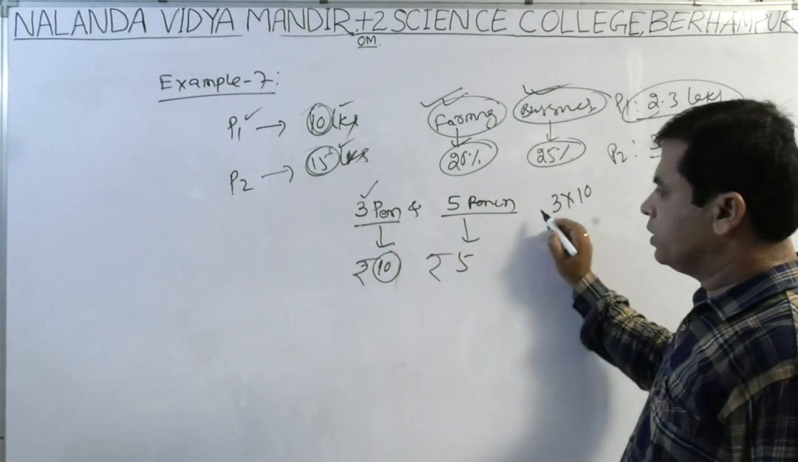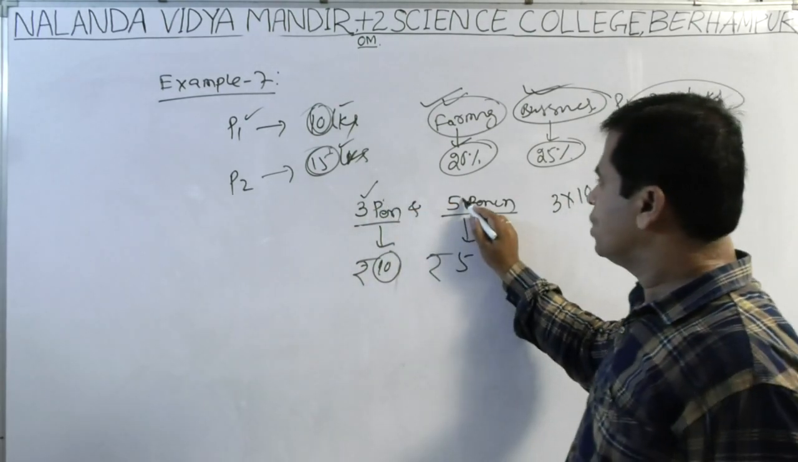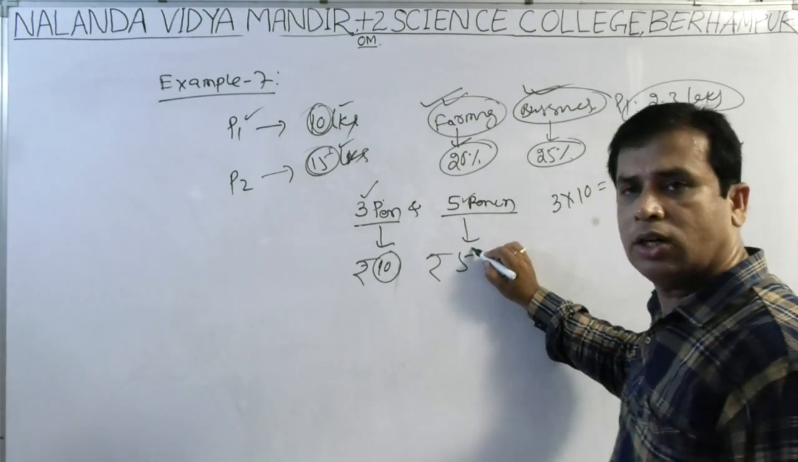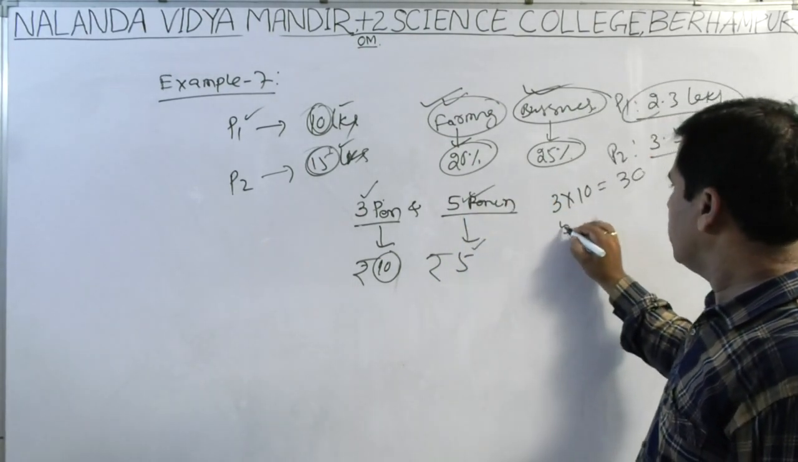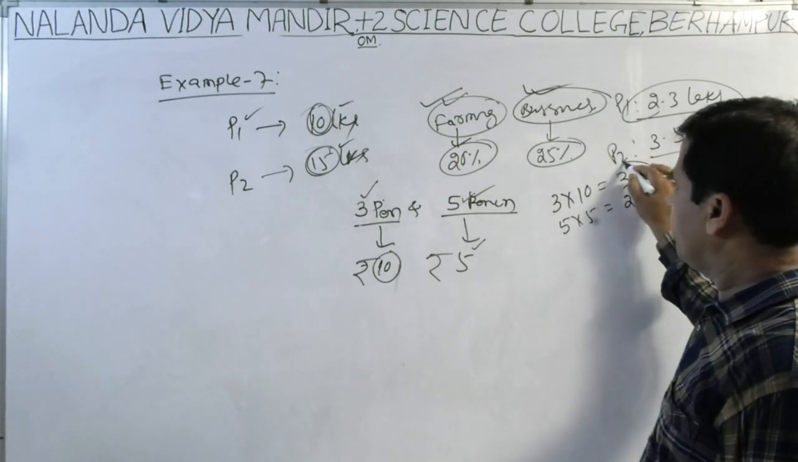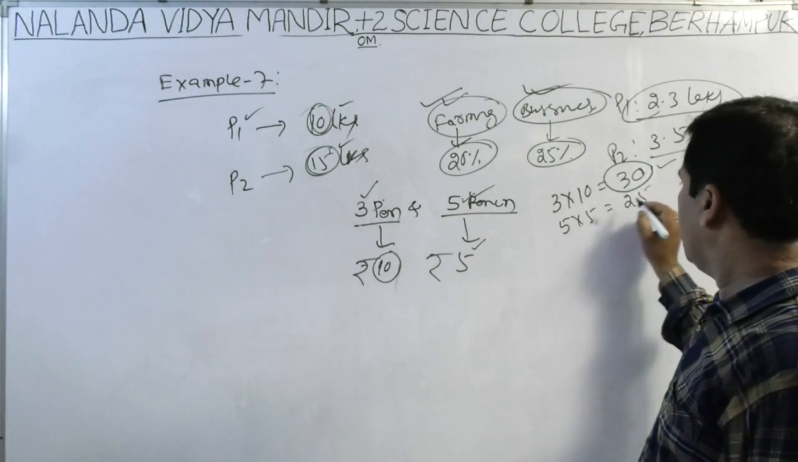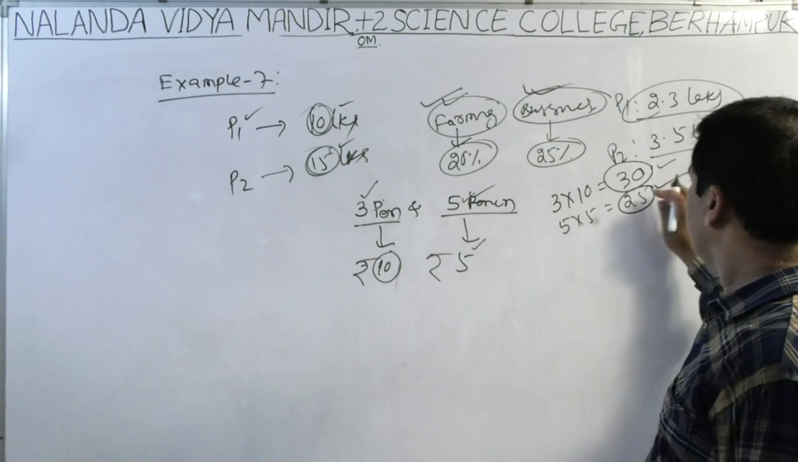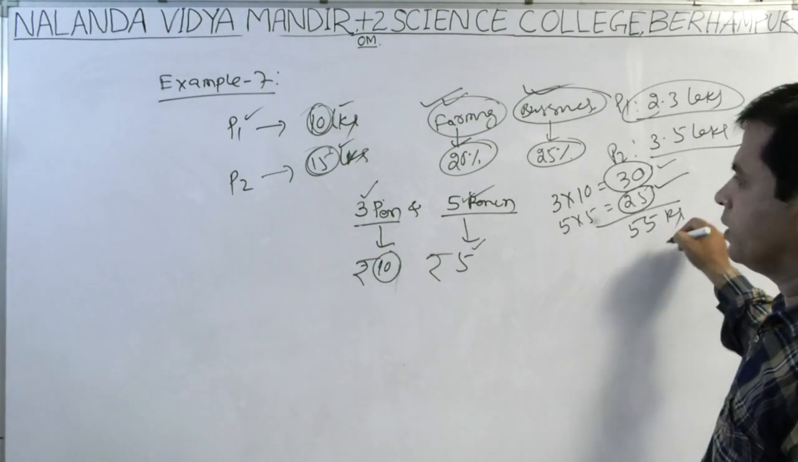10. If we purchase 3 pens, then the total cost is 30 rupees. And we purchase 5 pencils, one pencil costs 5 rupees, so the investment for 5 pencils is 5 into 5, that is equal to 25 rupees. For 3 pens we invest 30 rupees, and for 5 pencils we invest 25 rupees. The total investment is 55 rupees.